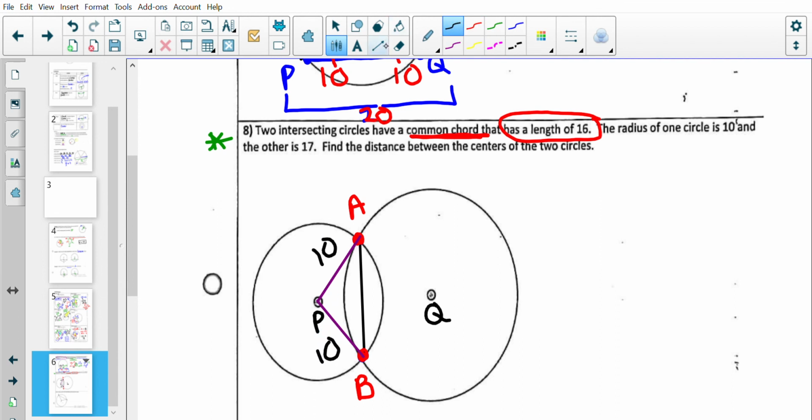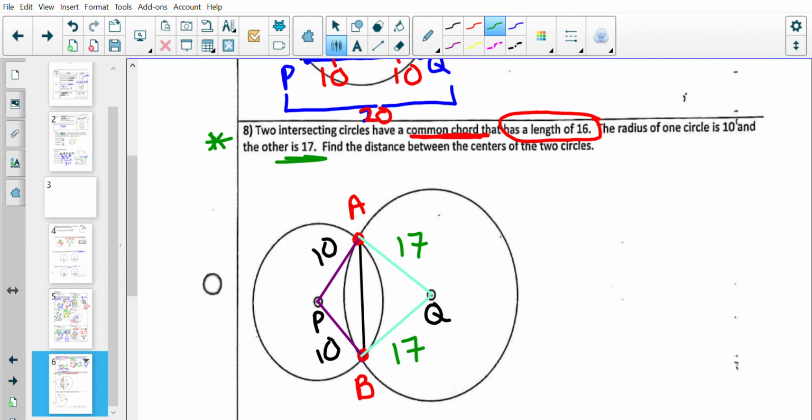Then I'm going to go to the other circle, the bigger circle, and draw a radius in there. I'm going to draw a radius from Q to A, and a radius from Q to B. And that circle has a bigger radius, so we know that one is 17. So Q to A is 17, and Q to B is 17.